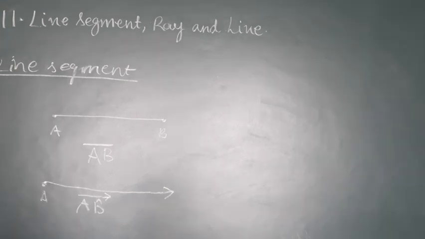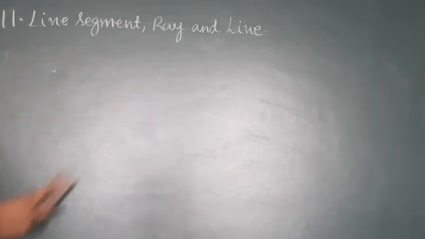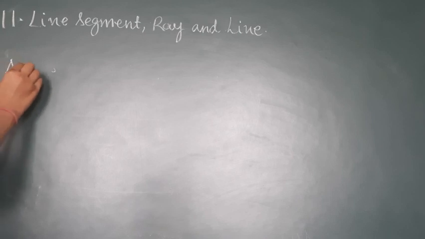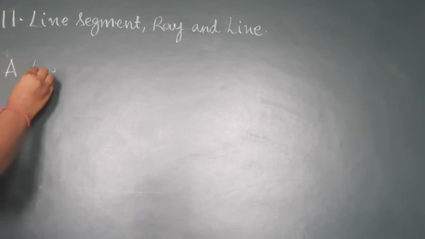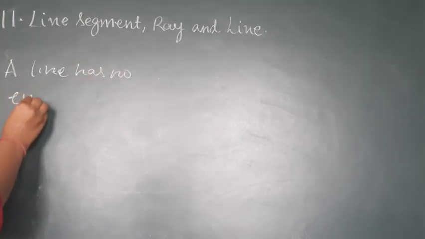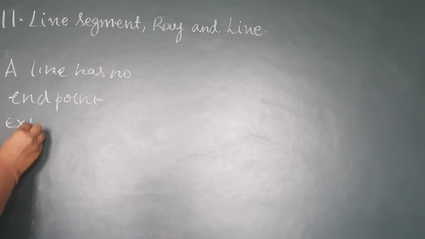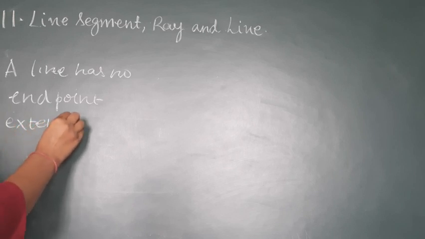Now if I talk about a line, we have discussed line segment and we have also discussed a ray. Now we have to discuss a line. So a line has no end point. That means it extends endlessly in both the directions. A line has no end points. What does it mean? It means that it extends endlessly in both the directions.